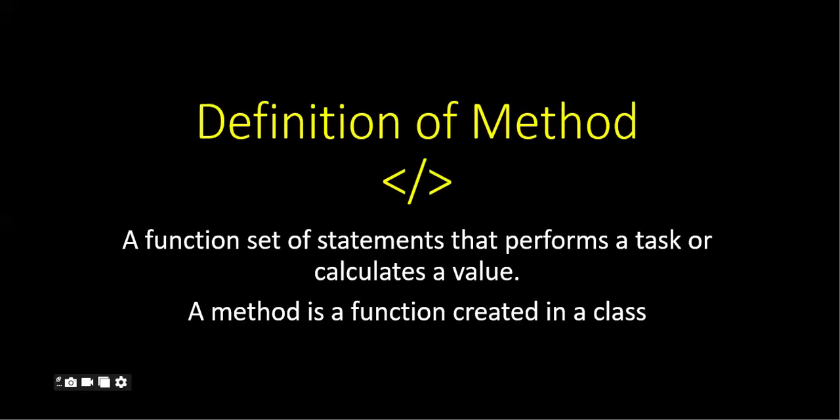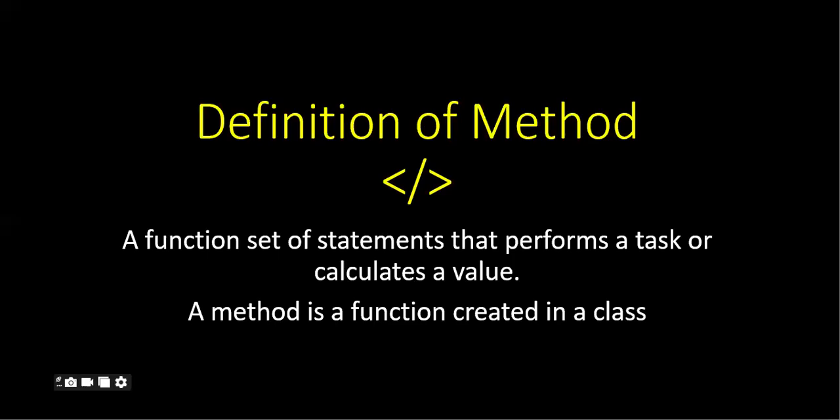What is a function? A function happens to be a set of statements that perform a task or calculate a value. In other words, a function is like an action word, which is a verb, for example. The ability of your code to carry out a particular task is called a function.